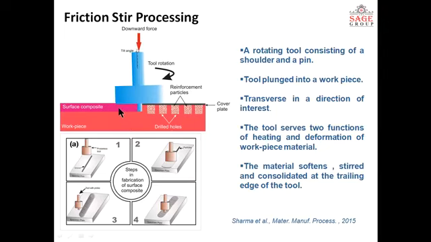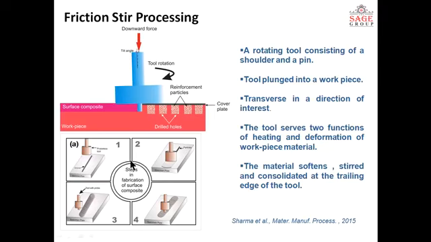It is a type of solid state processing, in which, in the schematic diagram, you can see that there is a tool which rotates, and we are making a surface composite. So we drill holes in the surface and place some reinforcement particles in those holes, and when this tool starts from here and goes to the end, a surface composite layer will form on the surface. So this is the basic process for making a surface composite by using friction stir processing.